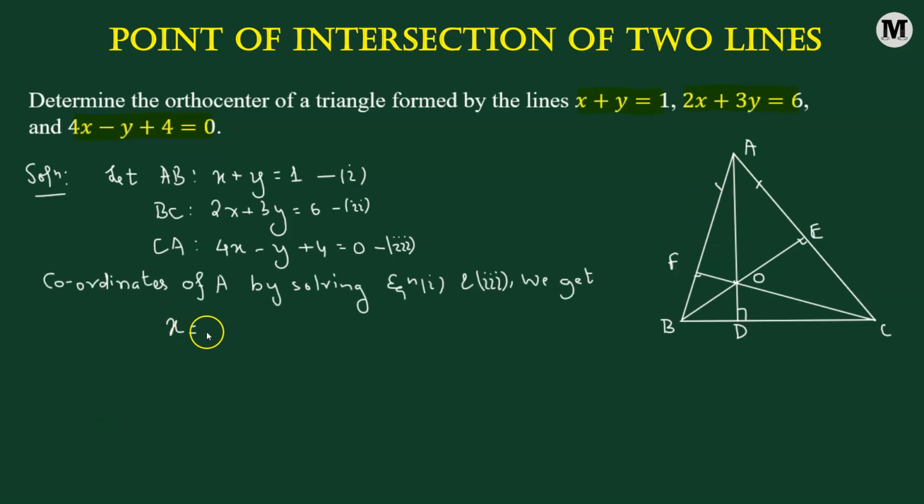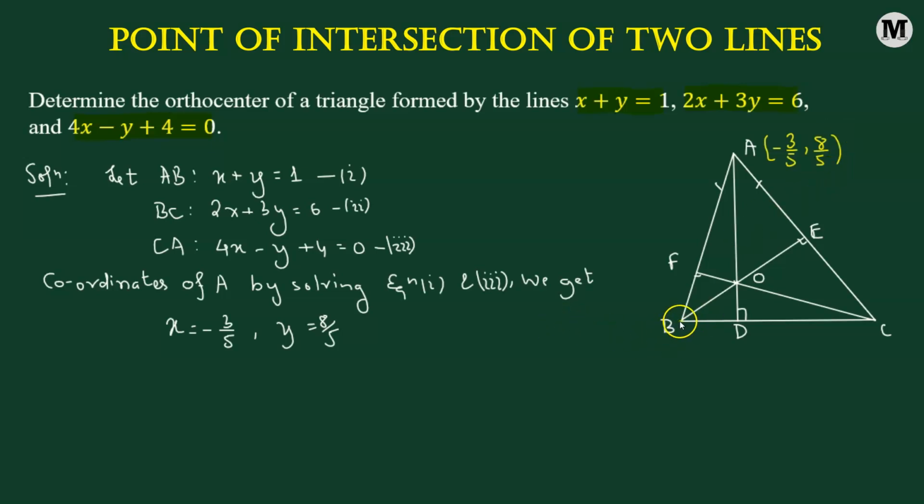x comes out to be negative 3 over 5, and y comes out to be positive 8 over 5, which means that the coordinates of point A are negative 3 over 5 and positive 8 over 5. Now let's find the coordinates of point B.